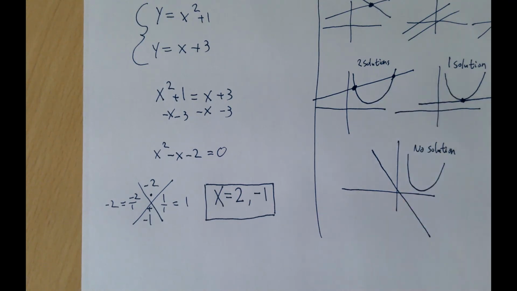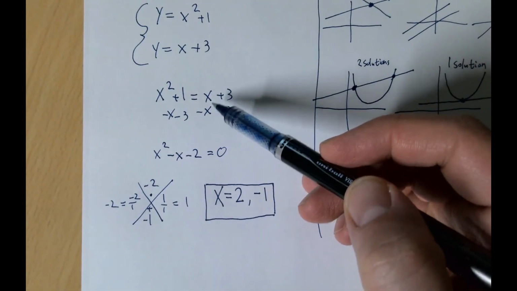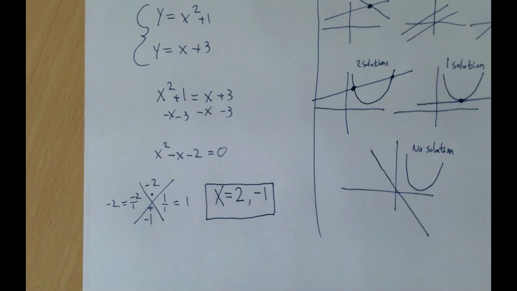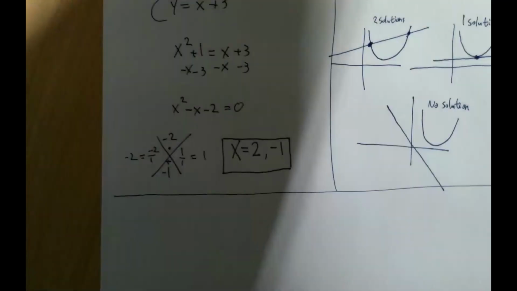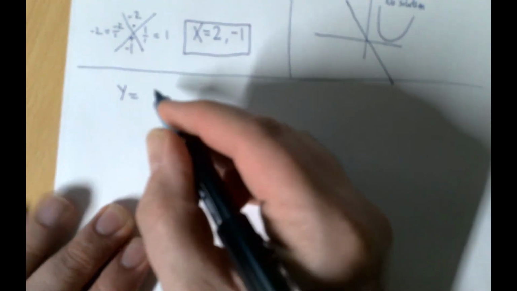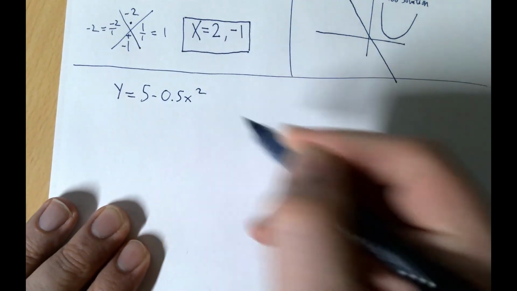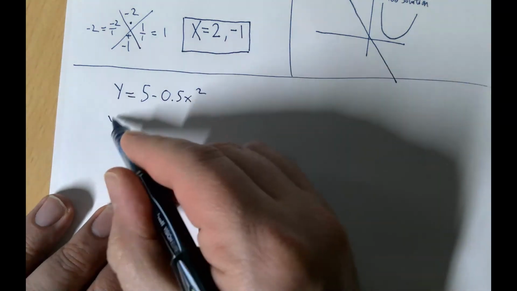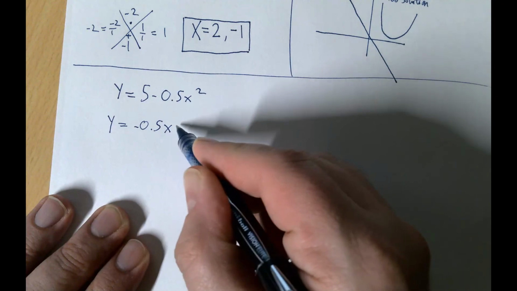Not too bad, hey? We just take the equations, set them equal to each other, and then use either X factoring or the quadratic formula. Okay, let's try another. This time we have y equals 5 minus 0.5x squared, and y equals -0.5x plus 2.